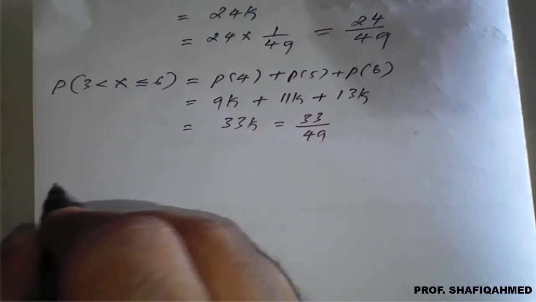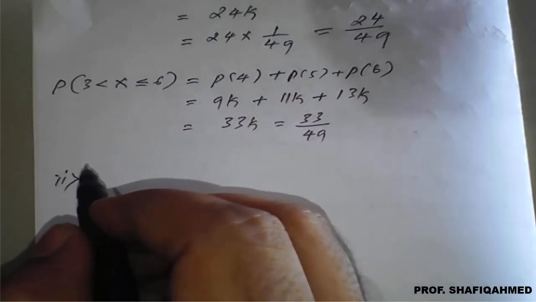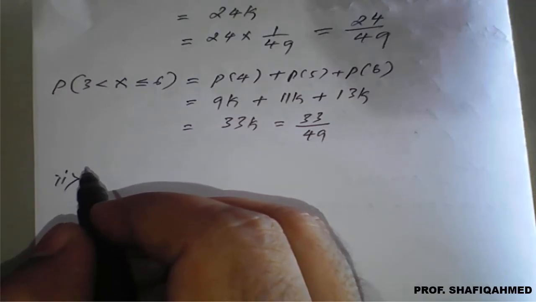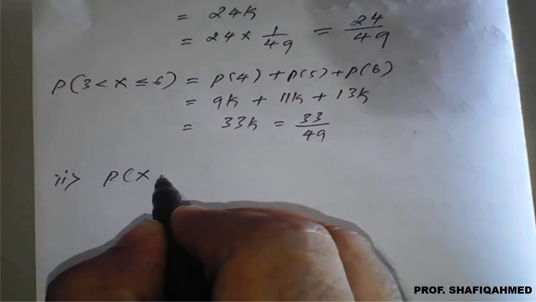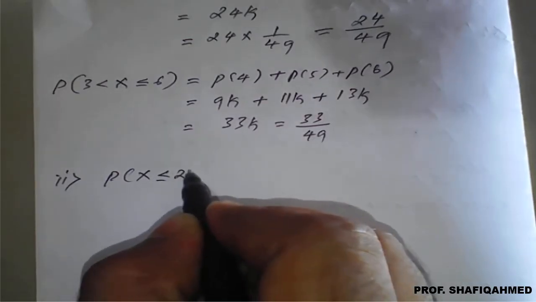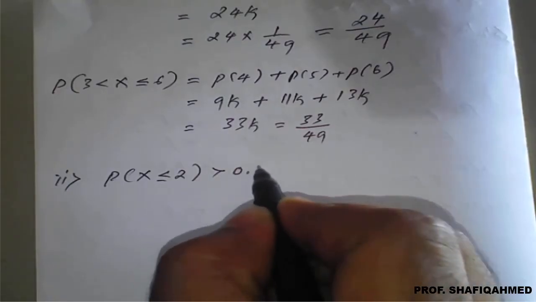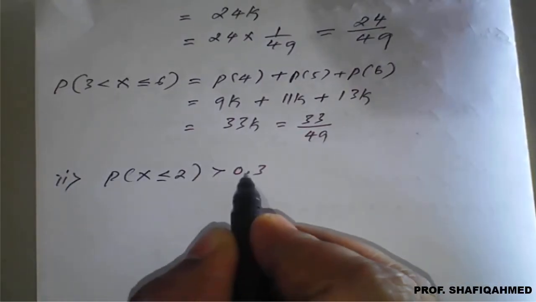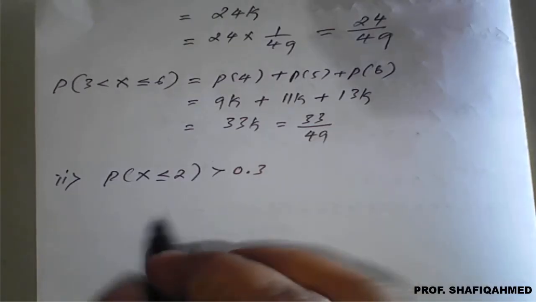Now the second one. They have given, what will be the minimum value of k, so we need to find P(X ≤ 2), which is greater than, you just make a correction here, it is 0.3. In the question also I have made the correction, it is 0.3, you have to be clear.